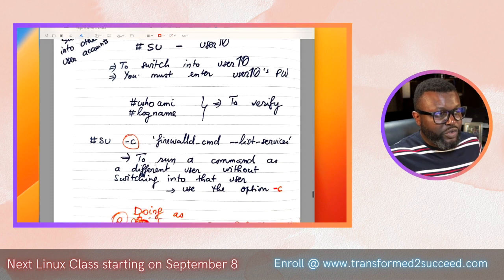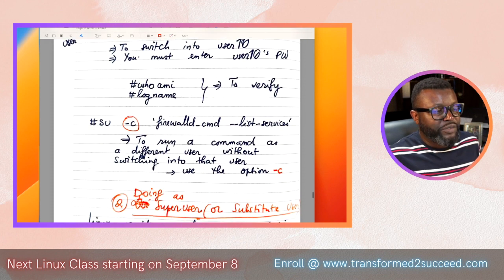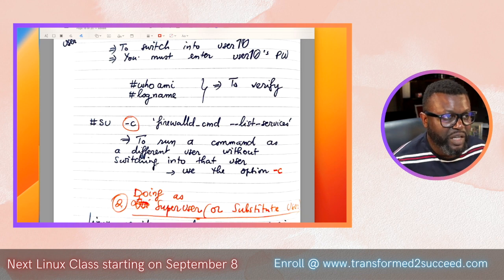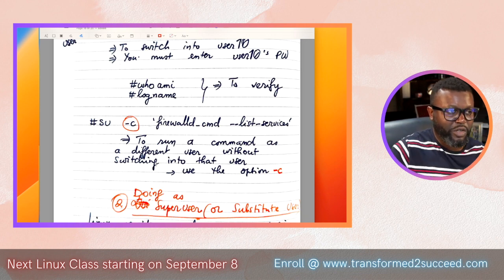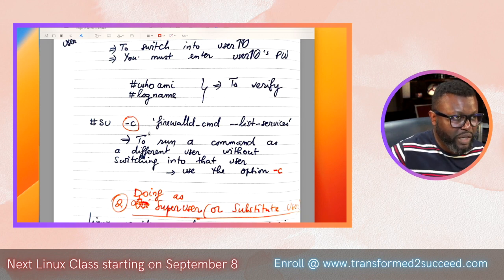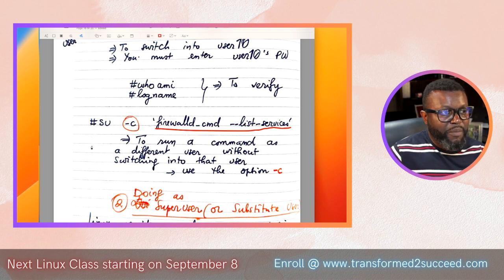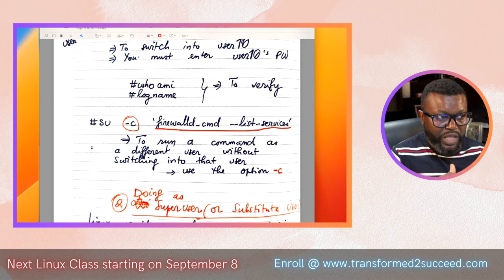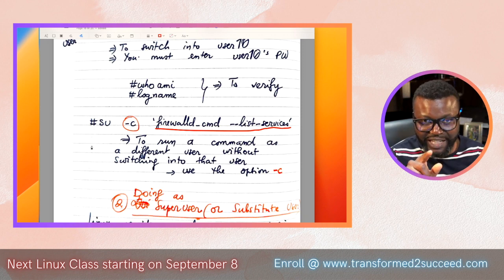So when you do su dash c, firewalld command, and you know what I'm talking about, it's this thing here. So this is to run a command as a different user without switching into becoming that specific user, and that's why you use the option dash c.